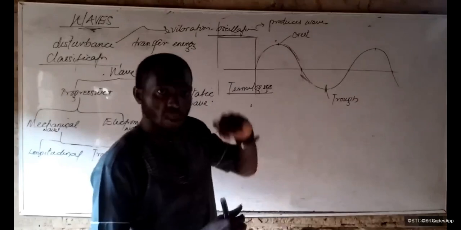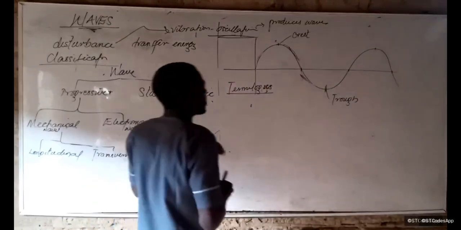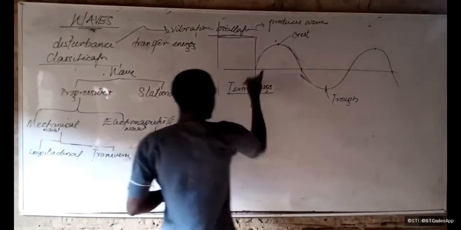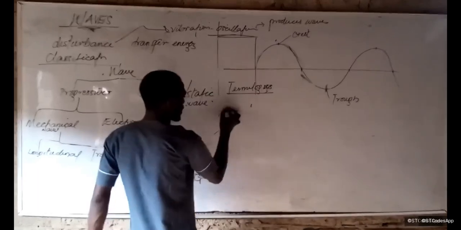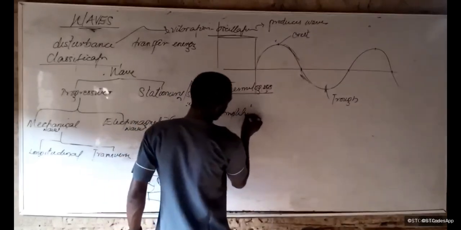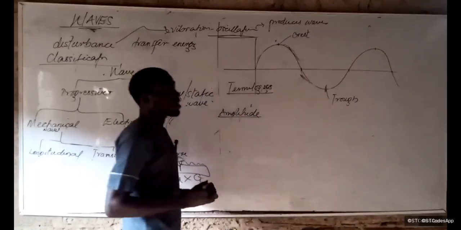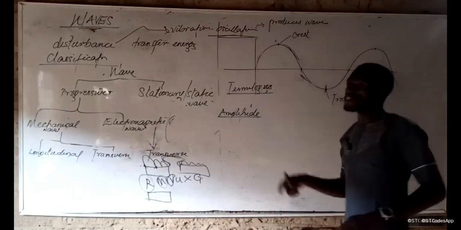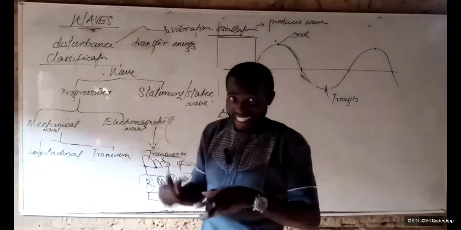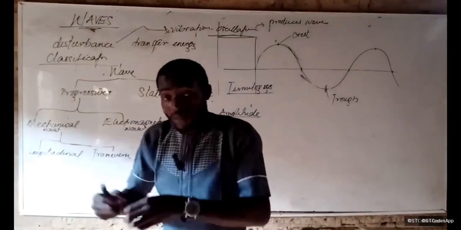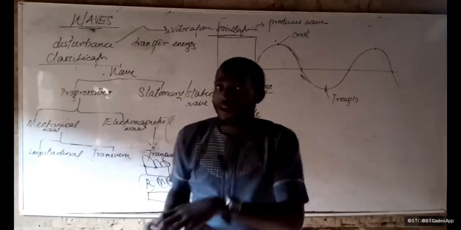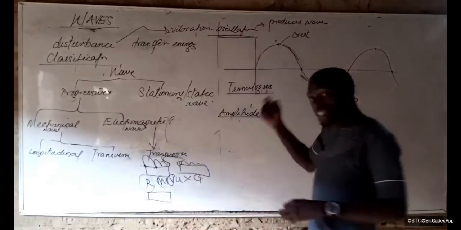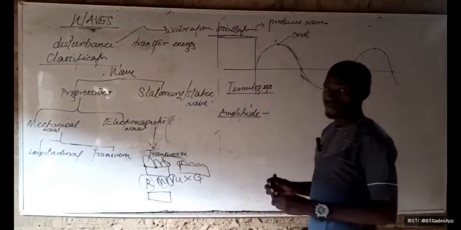So if it's upward, we say positive. If it's downward, it is what? Negative. Now, so that is crest and trough. Now let's talk about the amplitude. So the highest point here is crest, the lowest point is trough. Amplitude is also the distance, the maximum upward displacement in terms of distance now. So the highest upward or downward displacement is the amplitude.